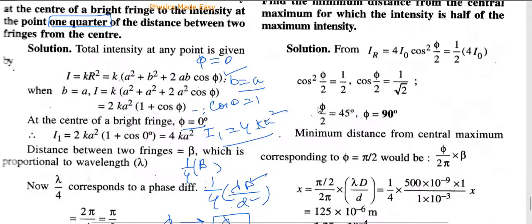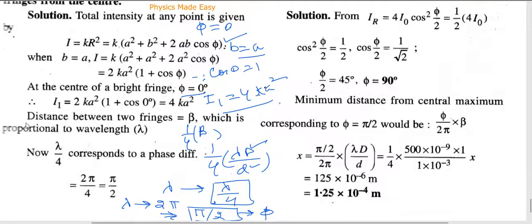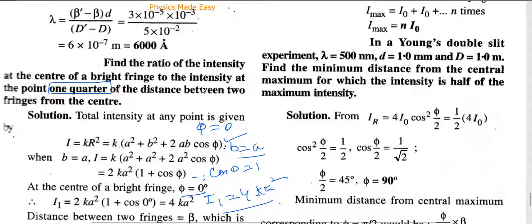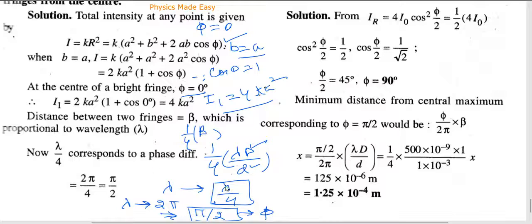Now the most important factor to remember in this case is the bottom line of this numerical or of this concept. I will read the line exactly: the intensity at the point 1/4 of the distance between the two fringes. Distance between the two fringes is fringe width. Now if fringe width is reduced by 1/4, capital D distance from the screen, distance between the slit small d, both are same. It means lambda has been changed to lambda by 4.